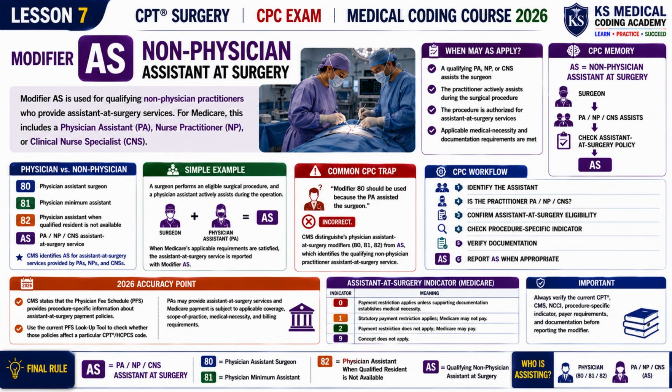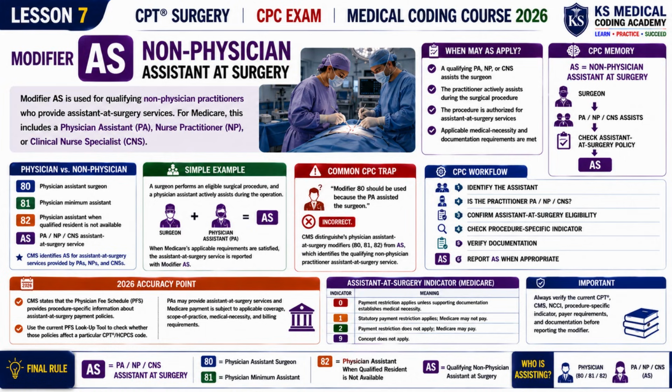Now compare the modifiers. 80 equals physician assistant surgeon. 81 equals physician minimum assistant. 82 equals physician assistant when a qualified resident is not available. AS equals qualifying non-physician assistant at surgery. Here's the common CPC trap. Modifier 80 should be used because the PA assisted the surgeon. For Medicare reporting, that's incorrect. CMS distinguishes the physician assistant at surgery modifiers 80, 81, and 82 from AS, which identifies qualifying non-physician practitioner assistant at surgery services.